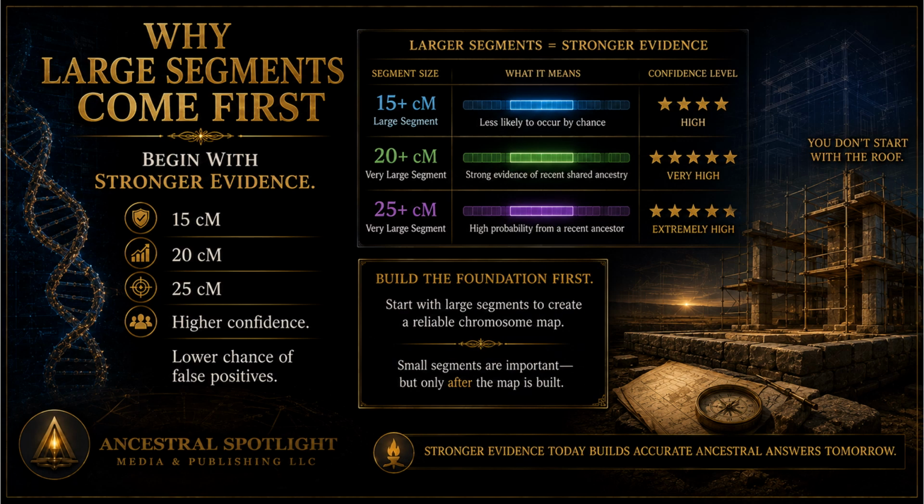By beginning with stronger evidence, we establish a reliable chromosome map. Only after that map exists should we begin exploring smaller segments. Think of it like constructing a building. You don't start with the roof, you begin with the foundation.